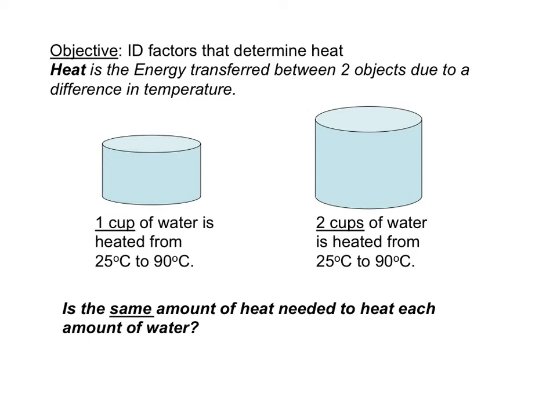Let's identify the factors that determine the amount of heat transferred. Compare heating 1 cup of water from 25 to 90 degrees to 2 cups of water from 25 to 90 degrees. Stop the video and answer this question. The answer is no. More energy is required to heat up 2 cups of water from 25 to 90 degrees compared to 1 cup of water. So the quantity of substance being heated is one factor.